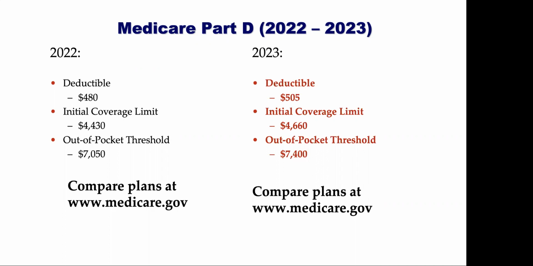Once you meet the deductible, you go into the initial coverage limit phase, and this phase counts all your drug spending up to $4,660. During this phase, the plan has a specific copay structure for generic and brand name drugs. And then when your out-of-pocket costs reach $7,400, you go into what is known as catastrophic coverage. With catastrophic coverage, the plan pays 95% of the cost of the drug and you pay 5%.